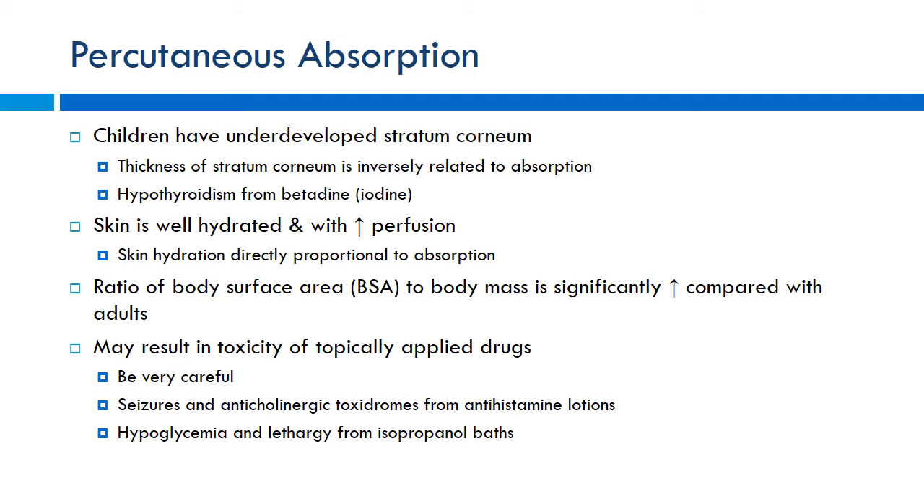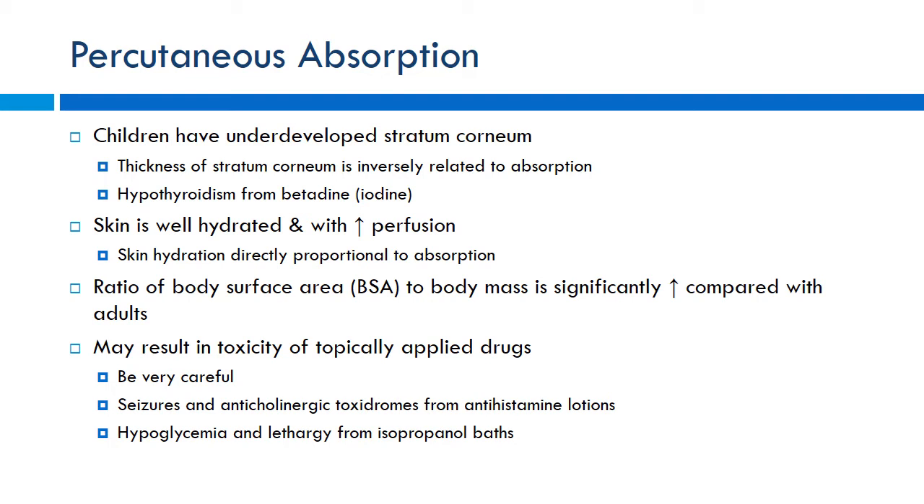As far as percutaneous absorption goes, so again, going through the transdermal route, you're going to find that kids typically have an underdeveloped stratum corneum. That means the thickness of the stratum corneum is going to be inversely related to its absorption. And so you can see big issues where they have very, very good absorption due to this.